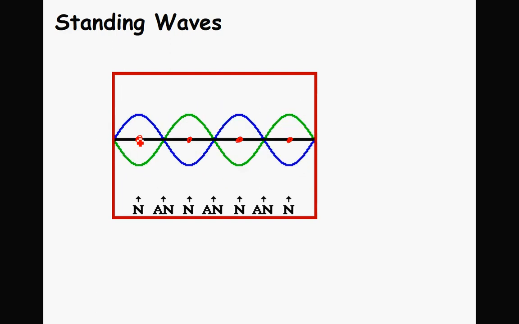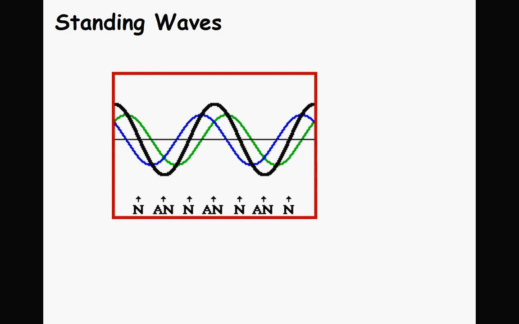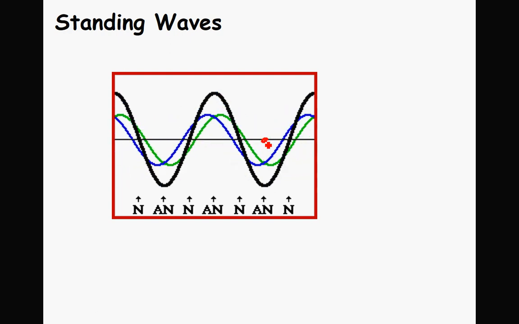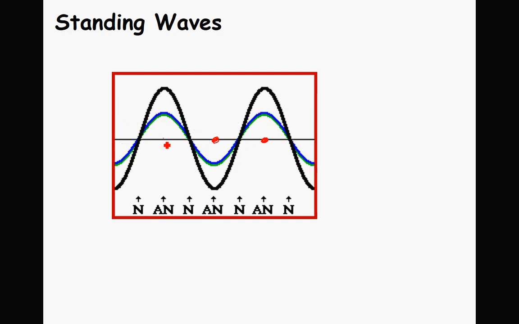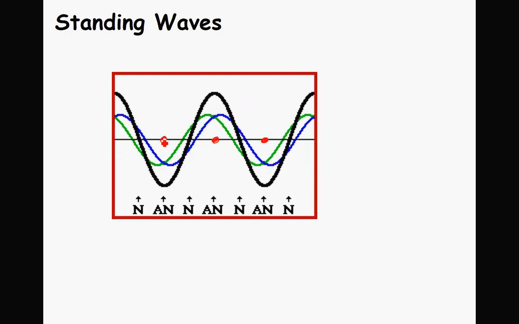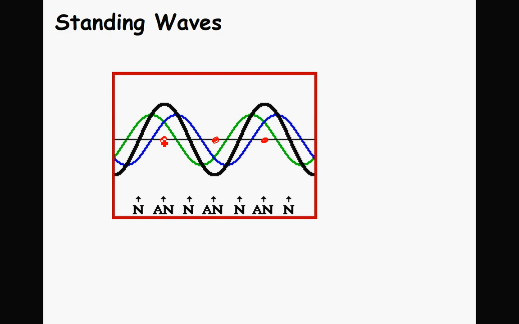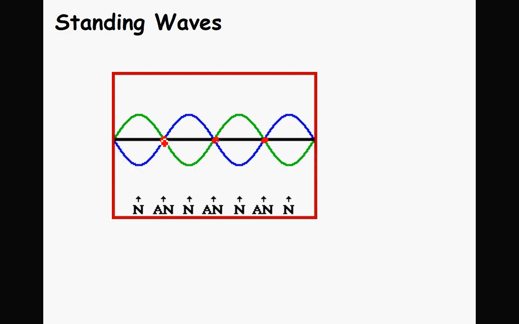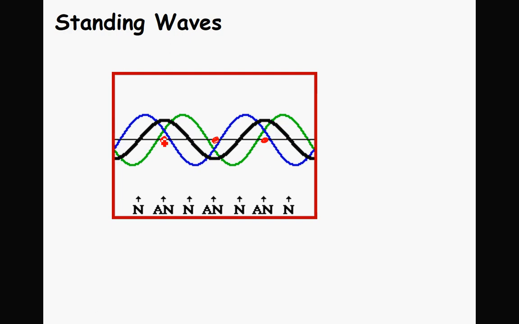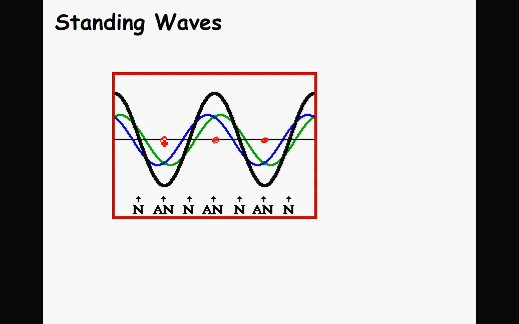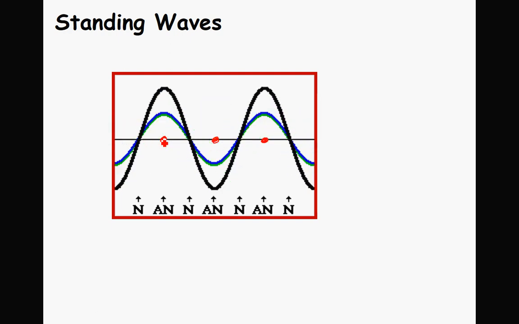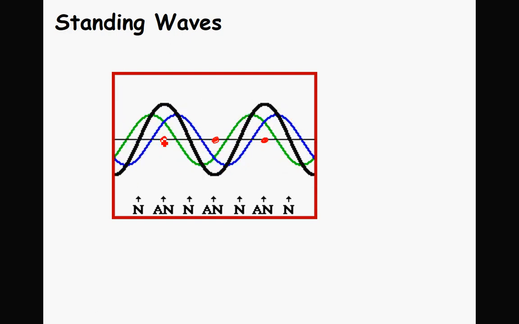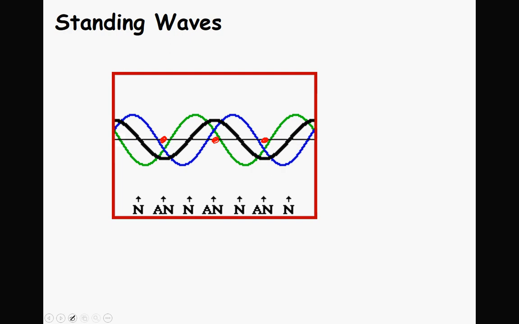Whereas, let's erase those red dots, and I'm just going to shift them over by a little bit. So I'm going to replace the red dots right here, and right here. And now we've got a place where we continually have crest with crest and trough with trough. So we get constructive interference. The black line is bigger, and it's actually the sum of the blue and the green line. So continual constructive interference at some spots, and continual destructive interference at others.